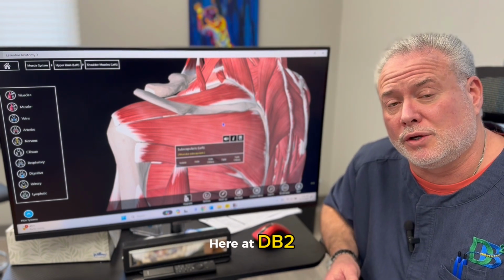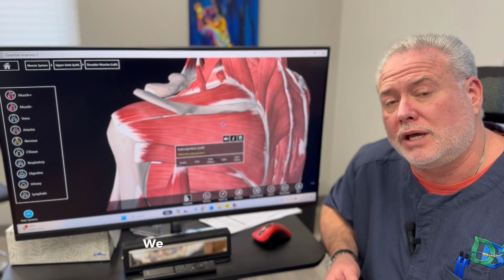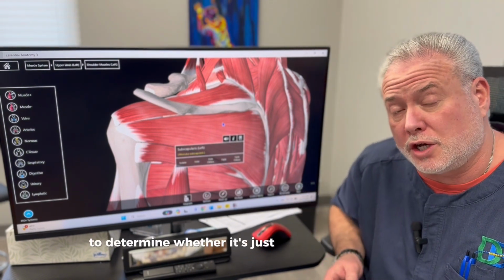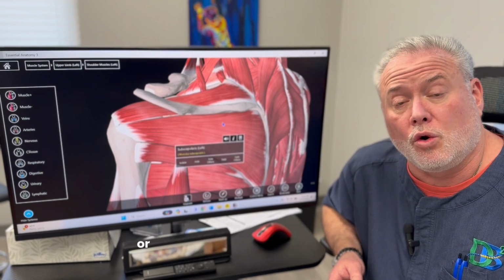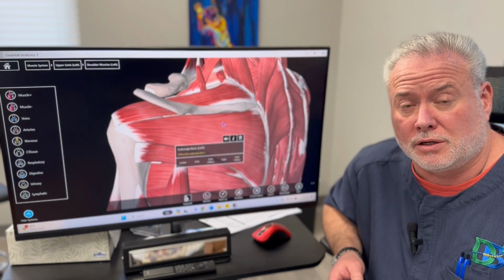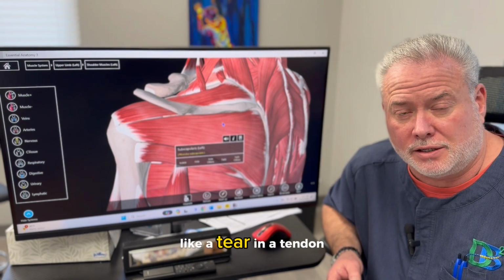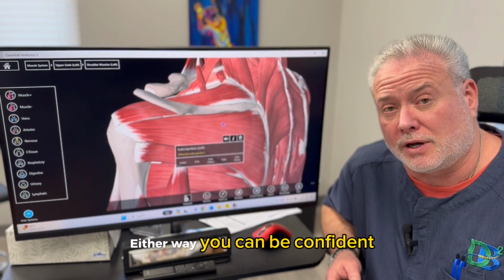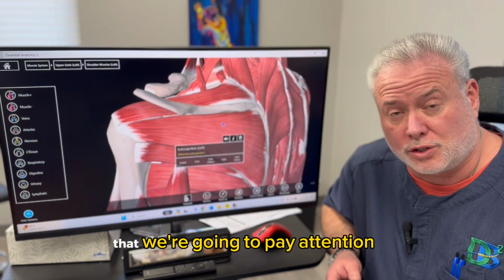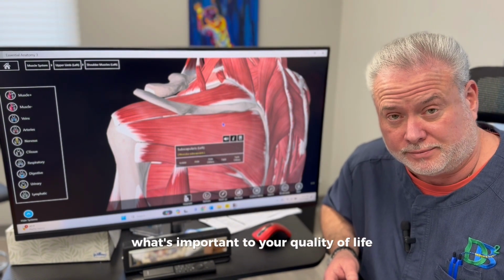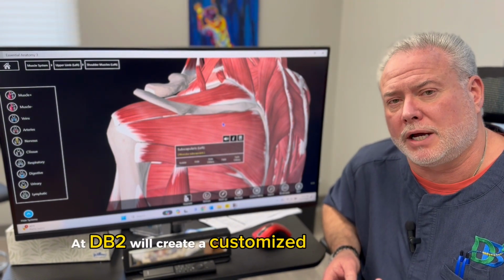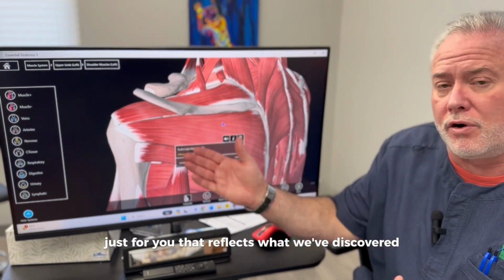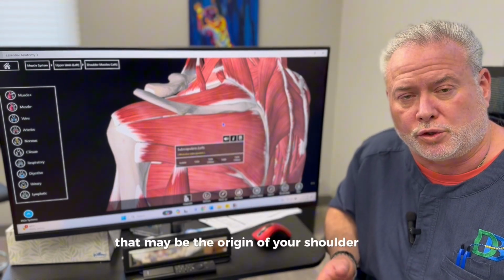Here at DB2, we have that skill. We can give you real-time data to determine whether it's just rotator cuff pathology or if it's something more serious, like a tear in a tendon or significant osteoarthritis in the joint. Either way, you can be confident that we're going to pay attention to what's important to your quality of life. At DB2, we'll create a customized treatment plan just for you that reflects what we've discovered that may be the origin of your shoulder pain.